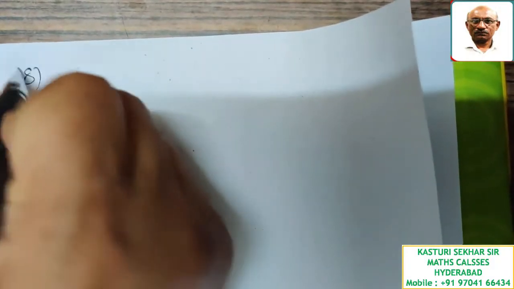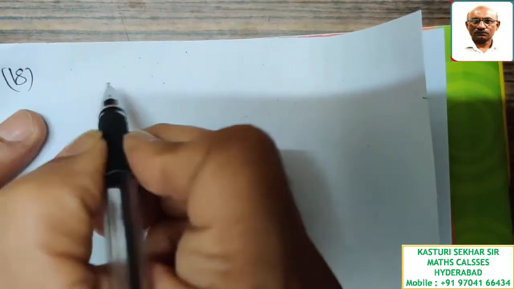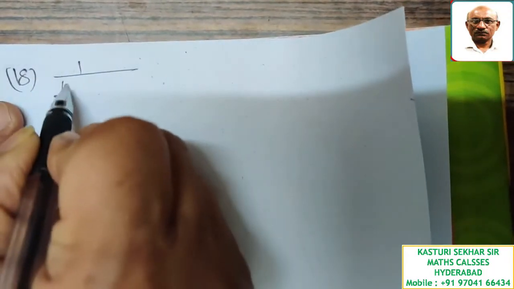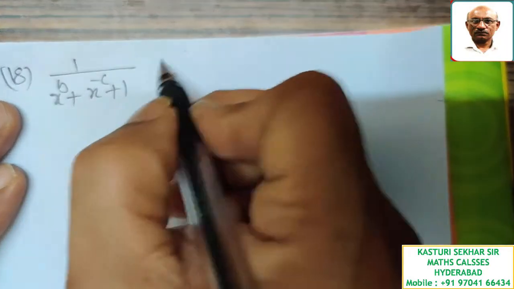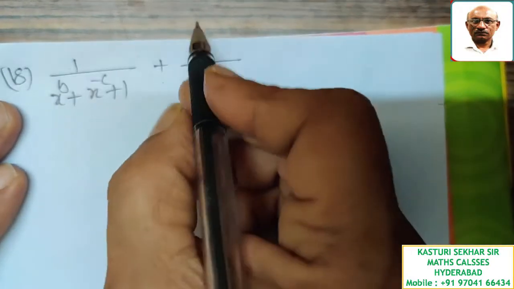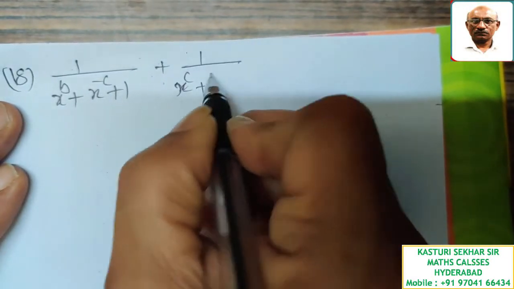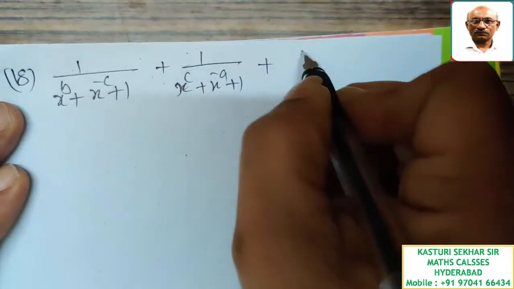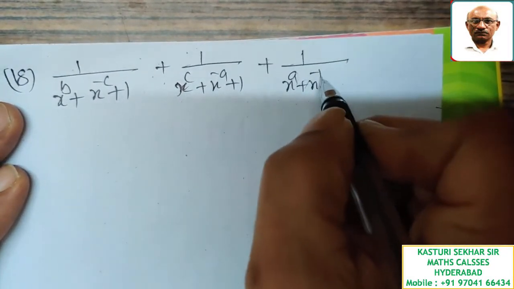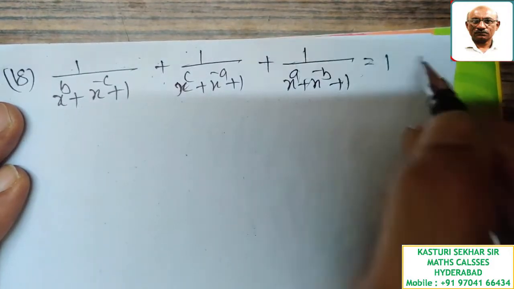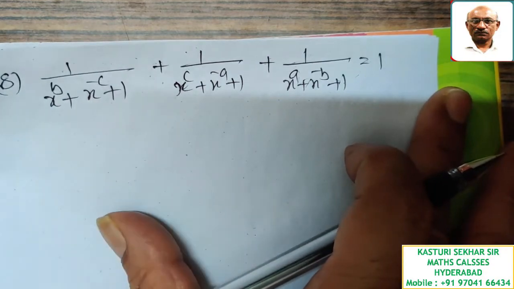Now let us see the 18th question. 1 divided by x to the power of b plus x power minus c plus 1, plus 1 divided by x to the power of c plus x power minus a plus 1, plus 1 divided by x to the power of a plus x power minus b plus 1 is equal to 1.